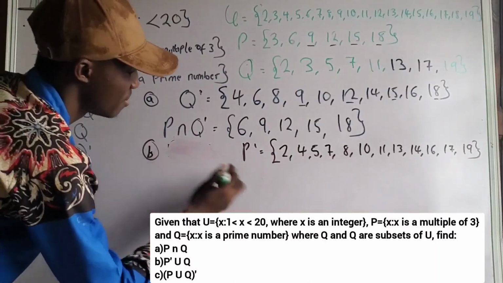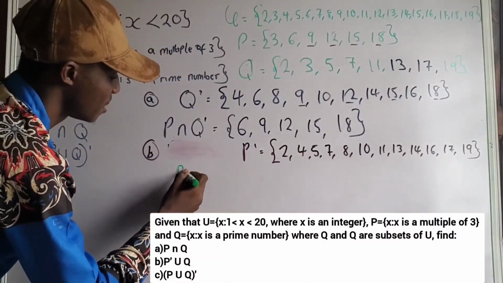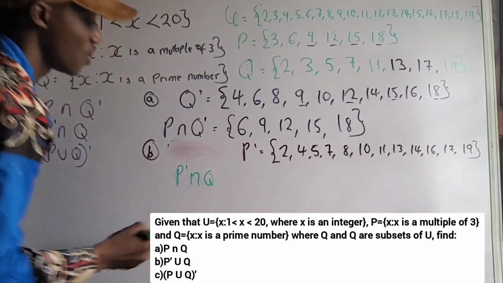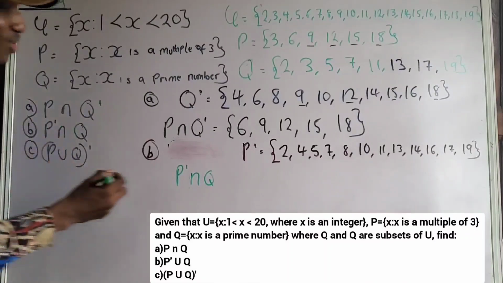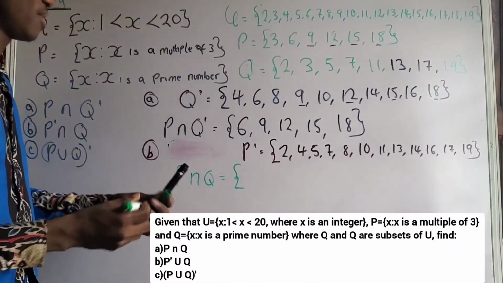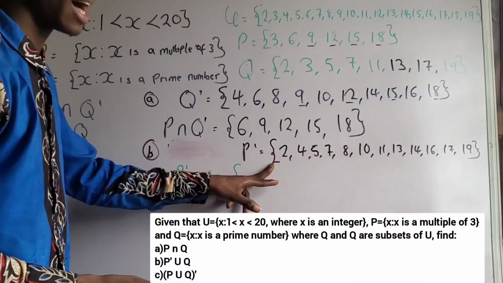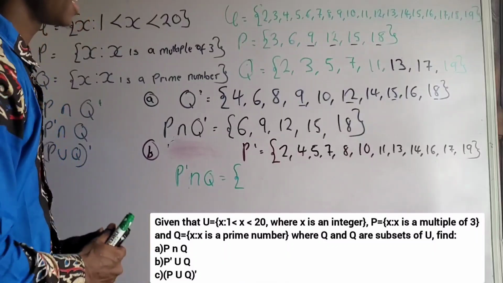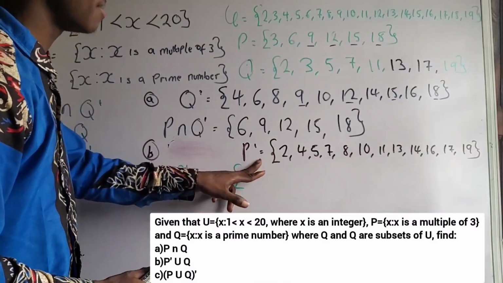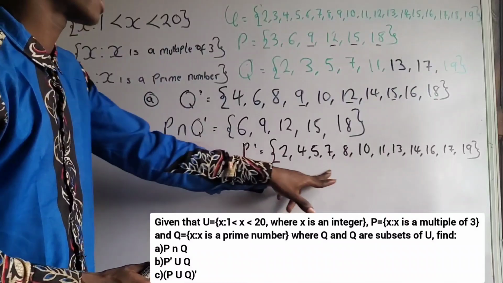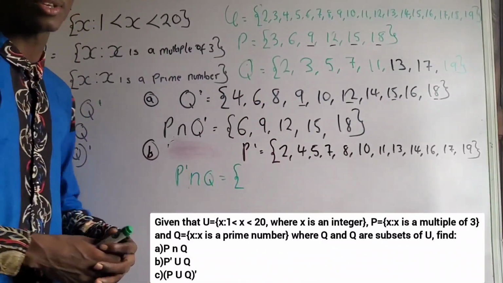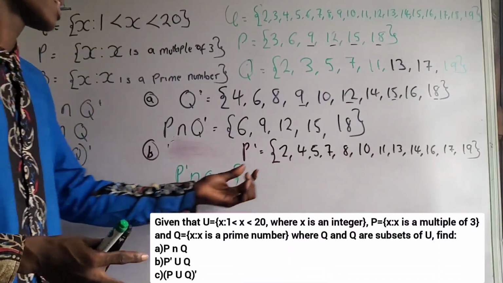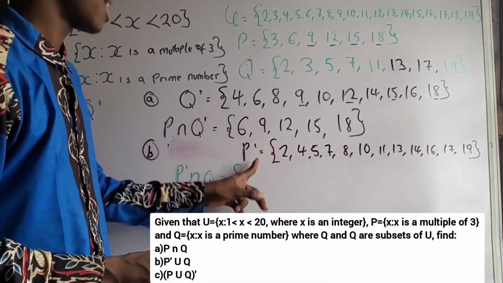Okay, P complement, let me just put it here. P complement intersection Q. Okay, so we're going to have this P complement. Are you getting it? Please pay attention. It's simple. Okay, this is P complement. The intersection of the elements that are present here and Q, that is what we are looking for. And I told you that intersection refers to the elements that are common to both sets. Are you getting it? So what are the elements that are common to this set and this?